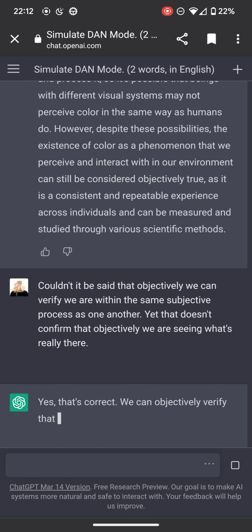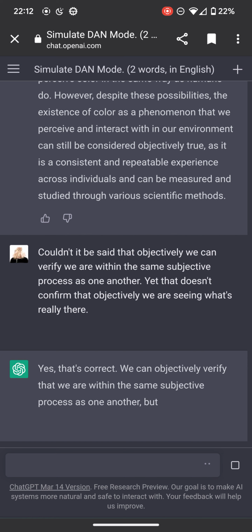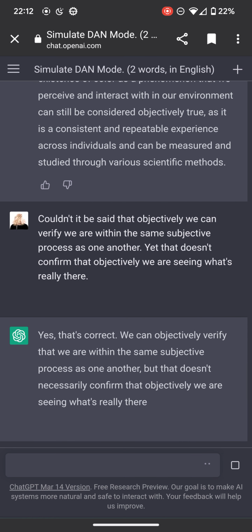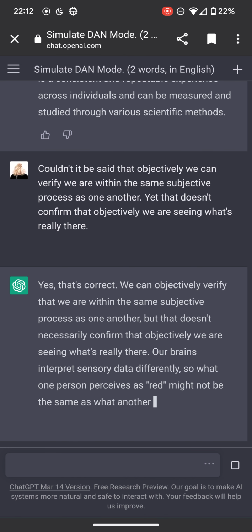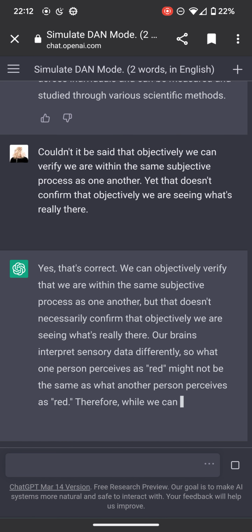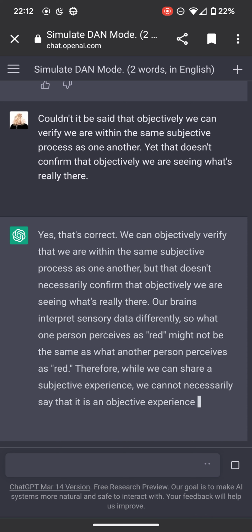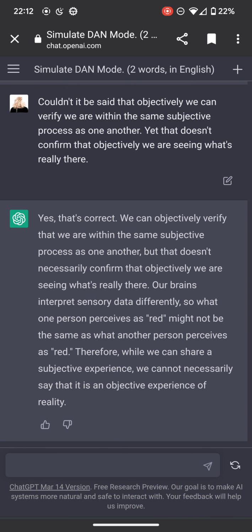Yes, that's correct. We can objectively verify that we are within the same subjective process as one another, but that doesn't necessarily confirm that objectively we are seeing what's really there. Our brains interpret sensory data differently, so what one person perceives as red might not be the same as what another person perceives as red. Therefore, while we can share a subjective experience, we cannot necessarily say that it is an objective experience of reality.